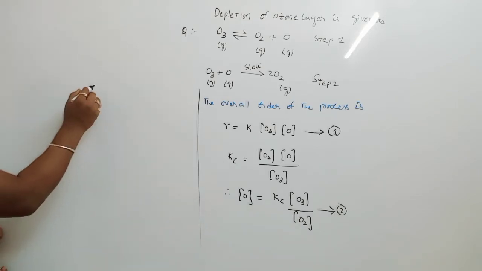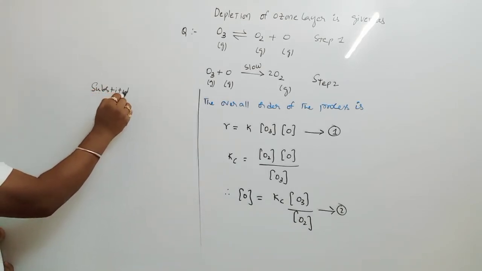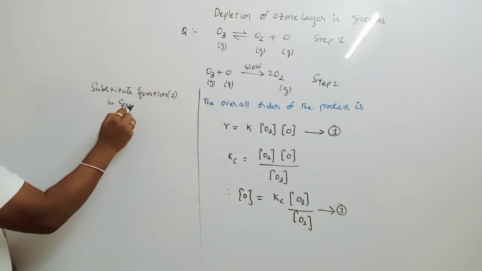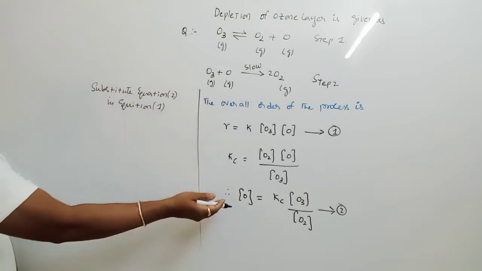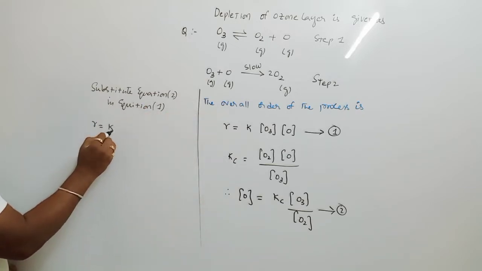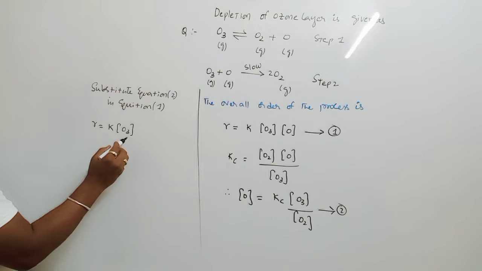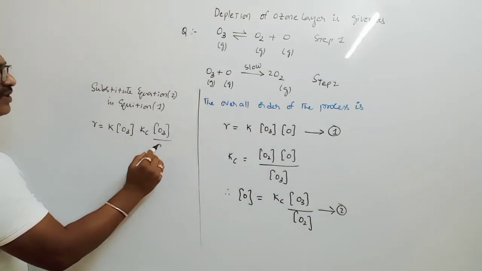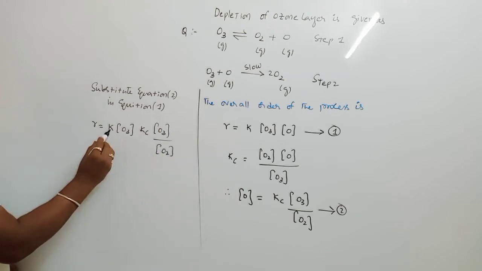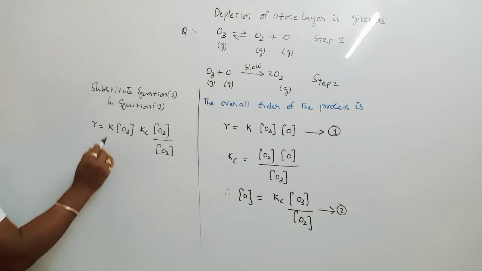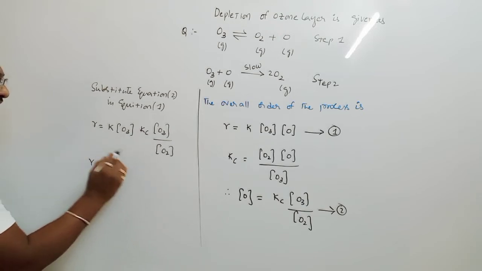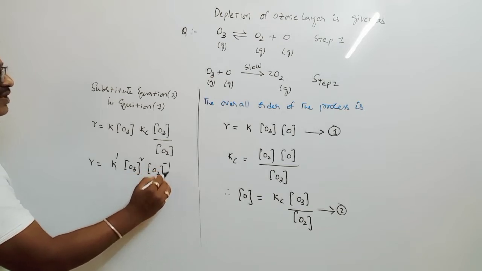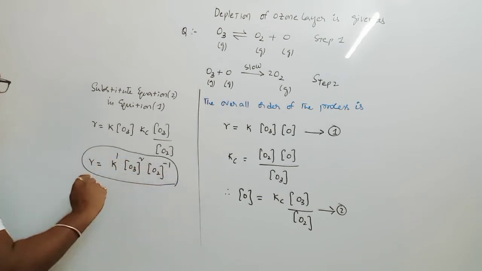Now substitute equation 2 in equation 1. Then R is equal to K into concentration of O3 into, instead of nascent oxygen, write Kc into concentration of O3 by concentration of O2. K is constant, Kc also constant. So R is equal to K dash, taking K into Kc as K dash, into concentration of O3 power 2 into concentration of O2 power minus 1. So this is the final expression.